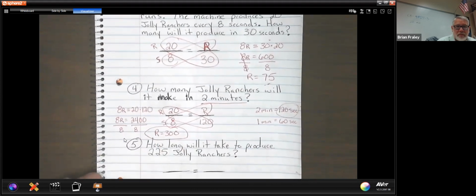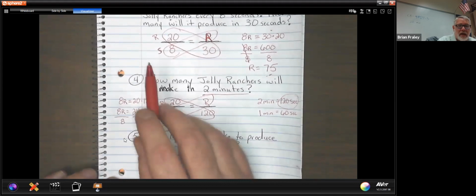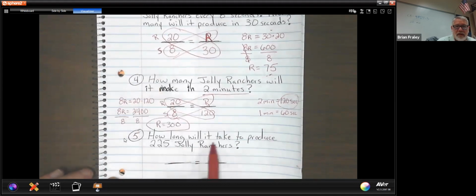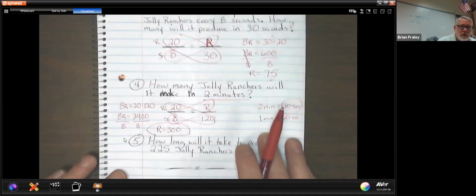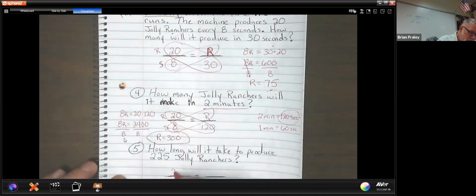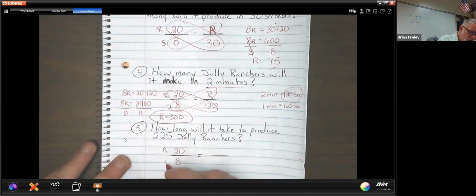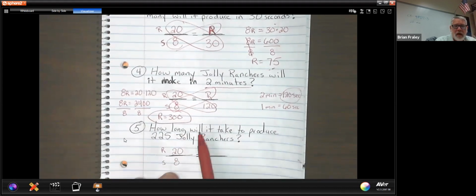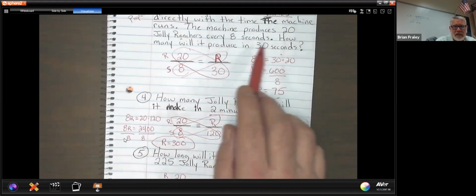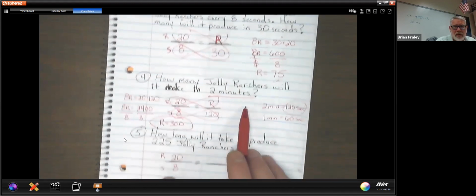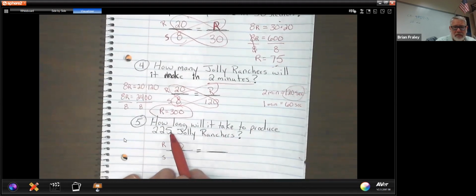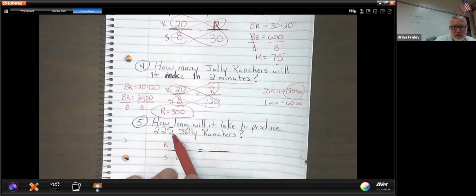Last question. Again, this one extends from the prior knowledge above. It says, how long will it take to produce 225 Jolly Ranchers? Now, I want you to take our original ratio, which was 20 over 8, and we need to label it again. So 20 refers to the ranchers, 8 refers to the seconds, doesn't it? In the above questions, it was asking how many ranchers. This one's telling us how many ranchers, but now it wants to know how long, or how many minutes or how many seconds. Where should I put my 225?